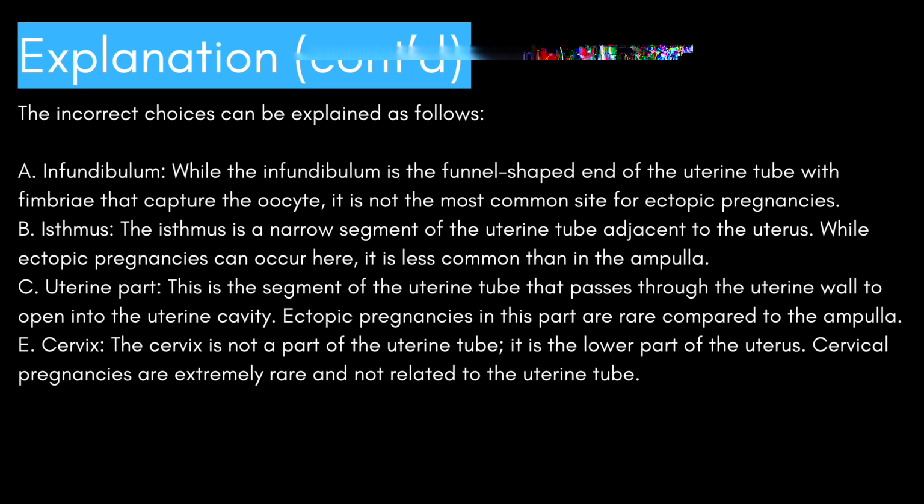A. Infundibulum. While the pregnancies. B. Isthmus. The isthmus is a narrow segment of the uterine tube adjacent to the uterus. While ectopic pregnancies can occur here, it is less common than in the ampulla. C. Uterine part. This is the segment of the uterine tube that passes through the uterine wall to open into the uterine cavity. Ectopic pregnancies in this part are rare compared to the ampulla.